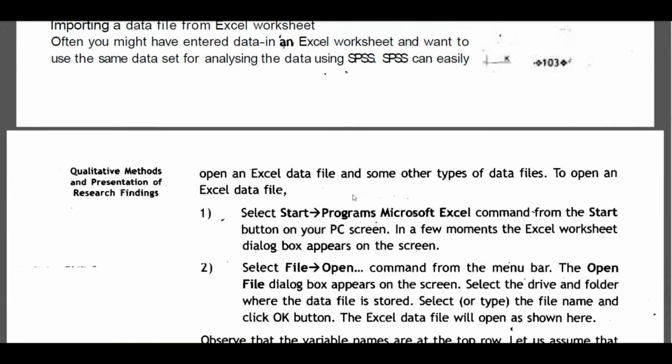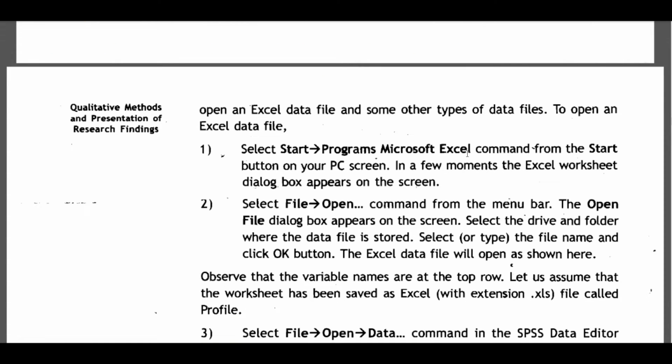SPSS can easily open an Excel data file and some other types of data files. To open an Excel data file, select the Start, Program, Microsoft Excel command from the Start button on your PC screen. In a few moments, the Excel worksheet dialog box appears on the screen. Select the Open command from the menu bar. The Open File dialog box appears on the screen. Select the drive and the folder where the data file is stored. Select that file name and click OK. The Excel data sheet will open as shown here.